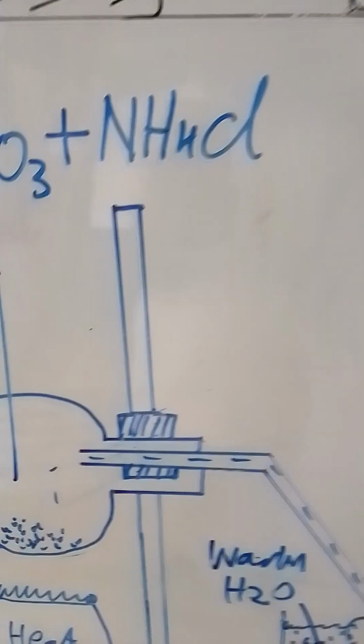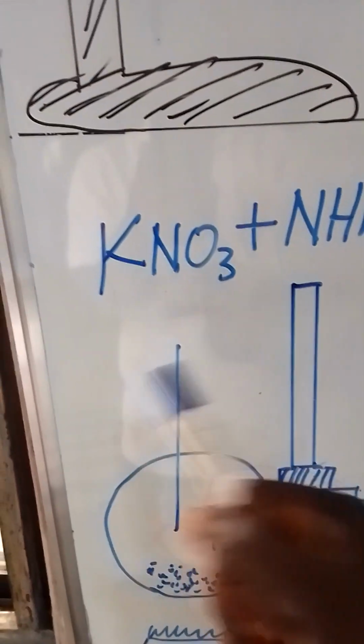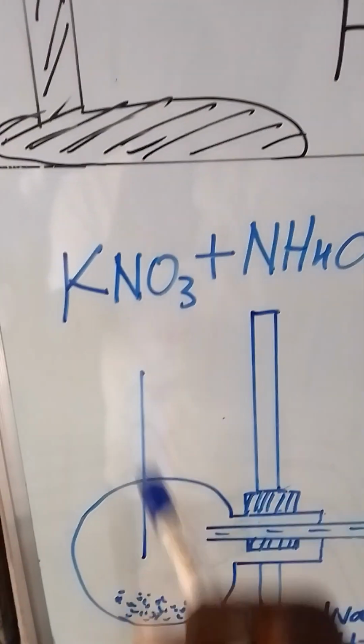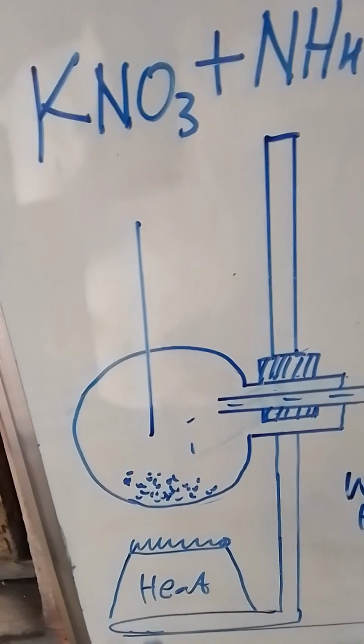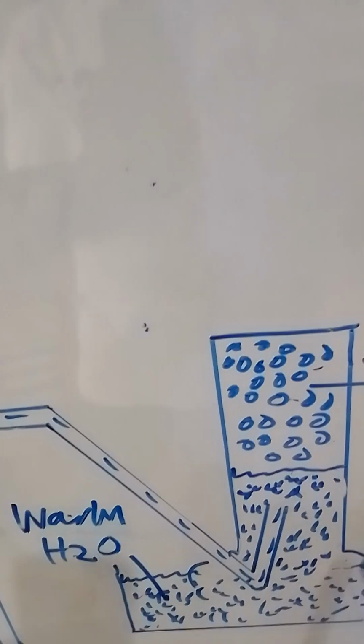Alright, so the next one we have here is nitrogen(I) oxide, otherwise known as laughing gas. How do you prepare nitrogen(I) oxide in the laboratory? It's heating a mixture of potassium trioxonitrate(V) and ammonium chloride. It's a two-step reaction right there. The gas produced is collected over warm water. This is nitrogen(I) oxide.